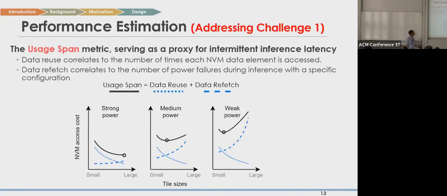So to address the first challenge, we propose a metric that is called usage span. And this is a proxy metric for estimating the intermittent inference latency. Here the idea is to estimate the non-volatile memory access cost because it is dominant in intermittent inference. And among the costs, there are two key factors. One is data reuse and another is data refetch. Here, the data reuse cost is estimated by the number of data accesses to the non-volatile memory, and data refetch is estimated by the number of power failures during the inference.